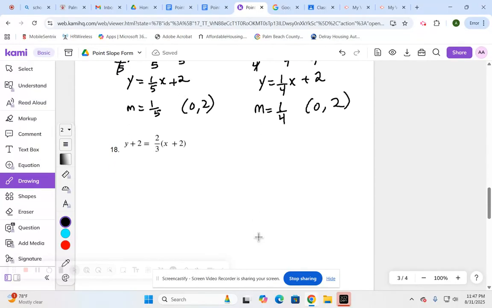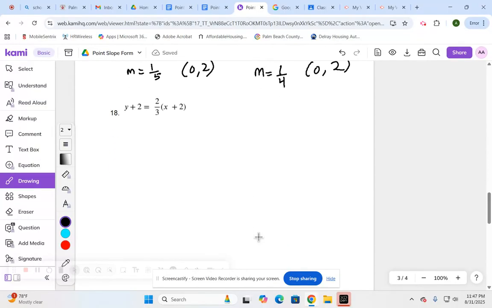All right, let's look at number 18. Let's multiply through by 3 again to get rid of the fraction. So multiply this side by 3 and multiply this side by 3. So that means I have to distribute this 3 to every term on this side. That'll give me 3y plus 6. On this side, you see the 3's will cancel each other out. I'll just have 2 times the quantity of x plus 2.